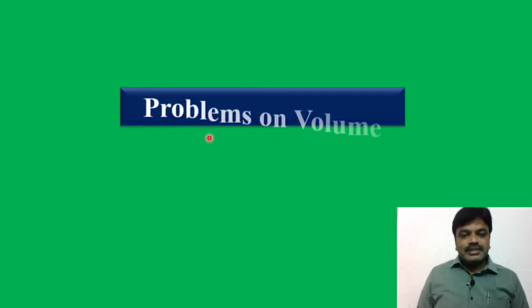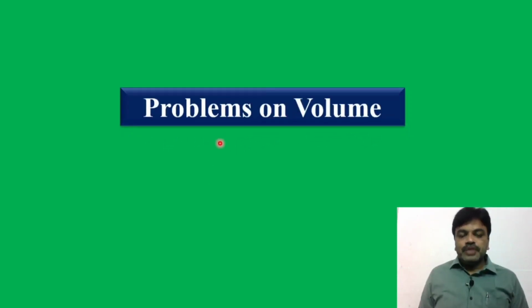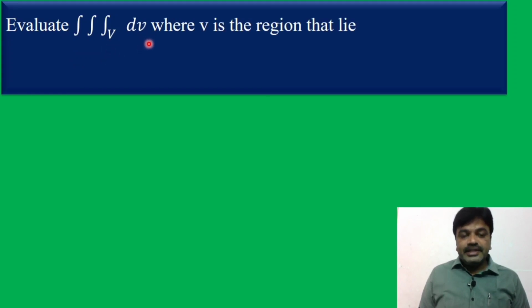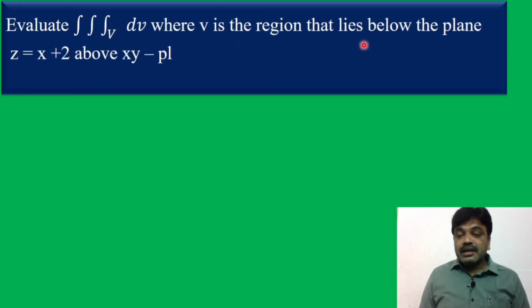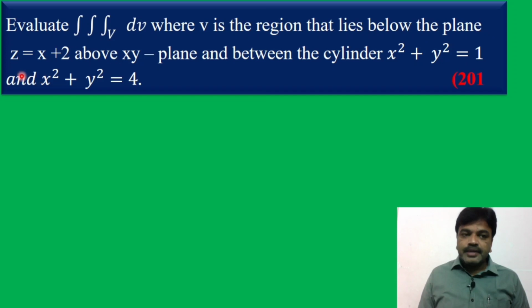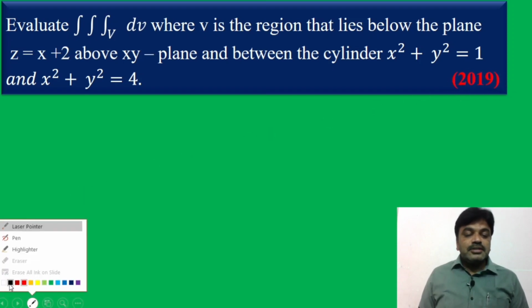Today we discuss problems on volume. Let us see the problem. Evaluate the triple integral over V dV, where V is the region that lies below the plane z equals x plus 2, above the xy plane, and between the cylinders x squared plus y squared equals 1 and x squared plus y squared equals 4. This is a 2019 question, an important problem. Let us see the solution.